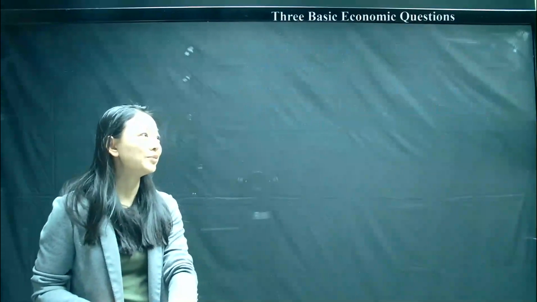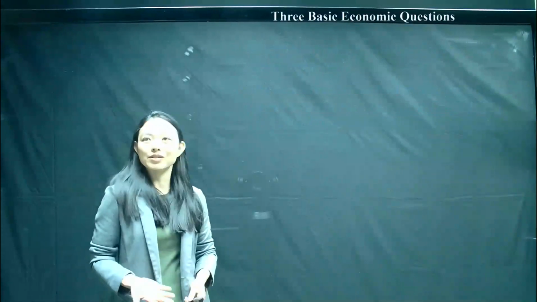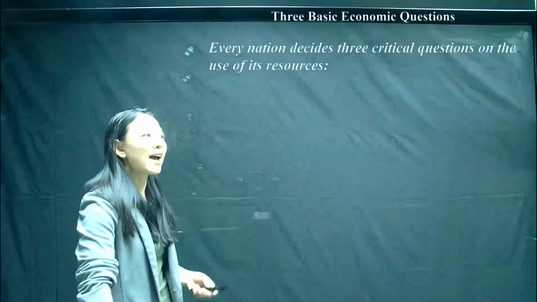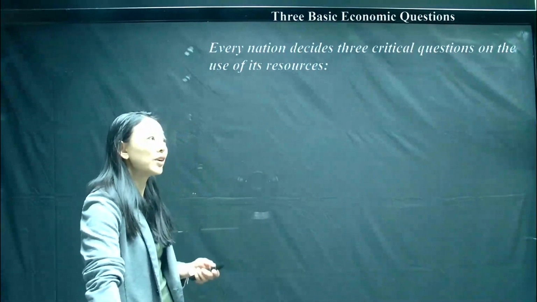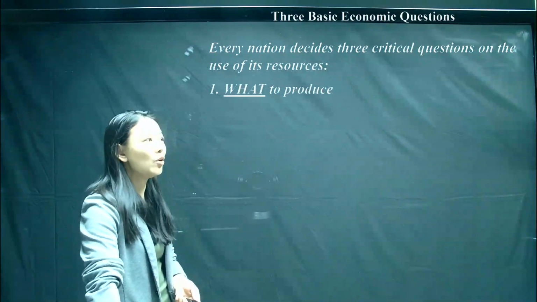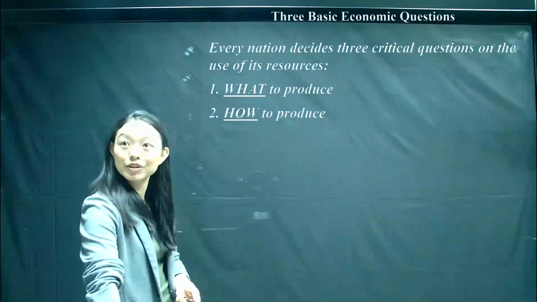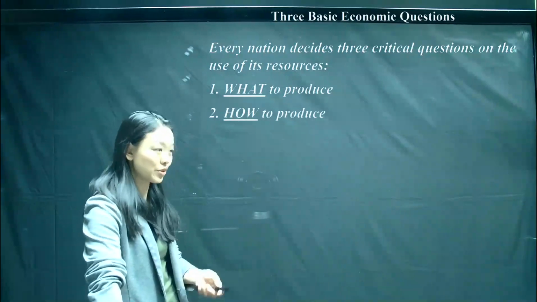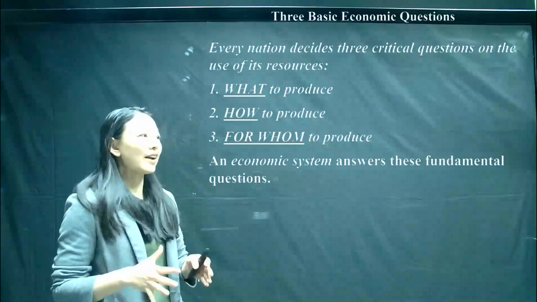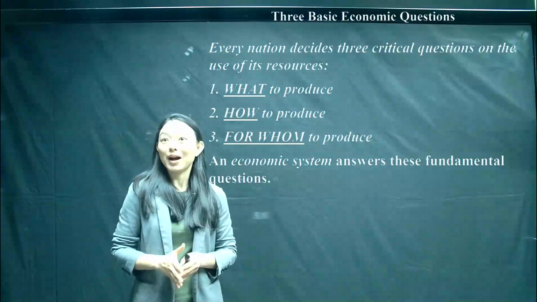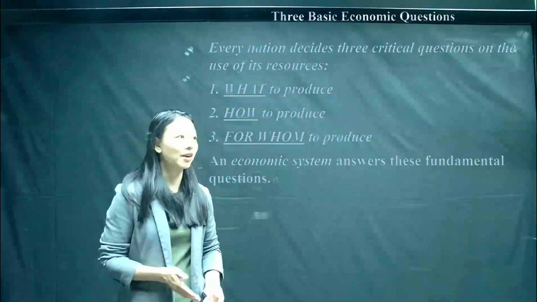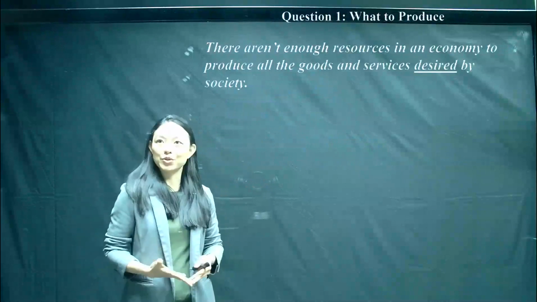All right. So let's move on to talk about the three basic economic problem questions. Every nation decides three critical questions on the usage of the resources. For example, what to produce, how to produce, and for whom to produce. So any economic system needs to answer those three critical questions. Every economic nation. Okay. Now let's look at the first one.